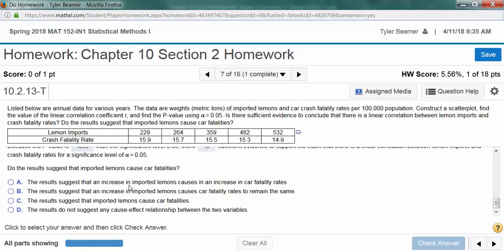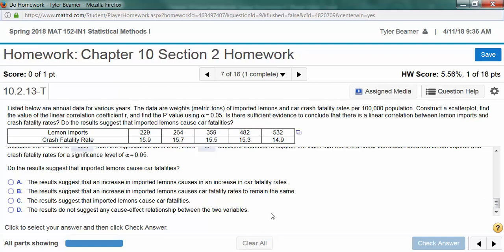So the results suggest that an increase in imported lemons causes an increase in car fatality rates. That would not be it. The results suggest that an increase in imported lemons causes car fatality rates to remain the same. That's not true. The results suggest that imported lemons cause car fatalities. That's not true. The results do not suggest any cause-effect relationship between the two variables. That's a tricky one here.